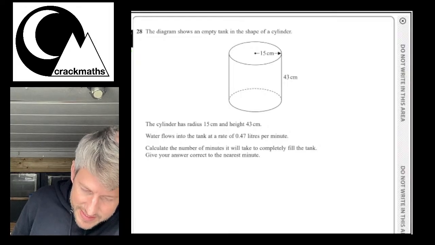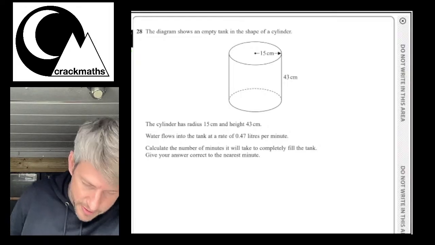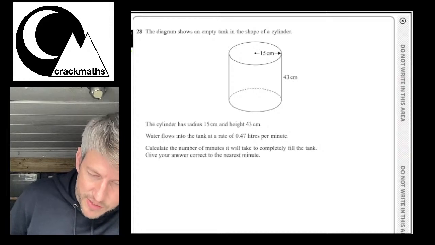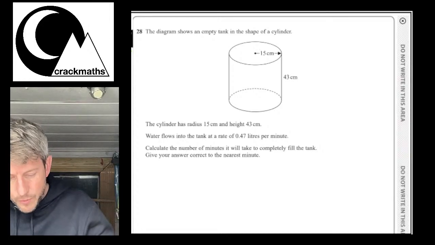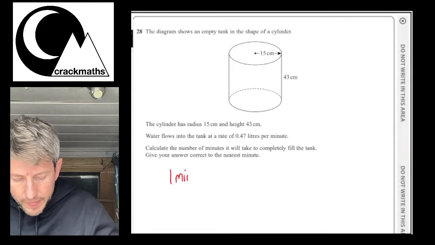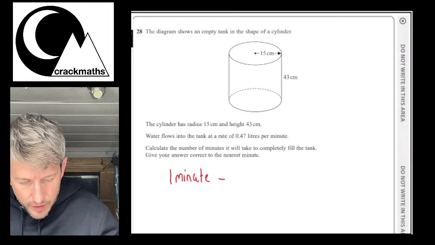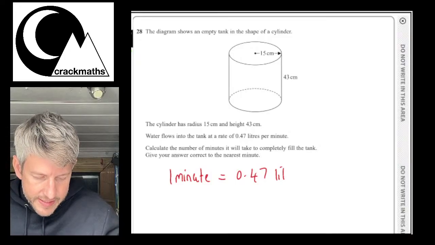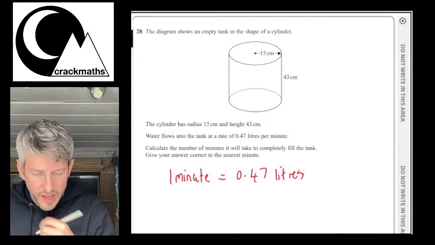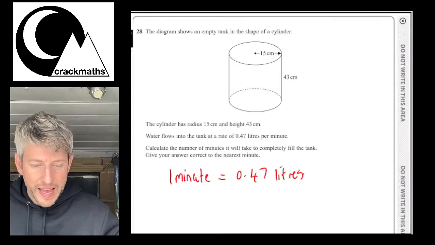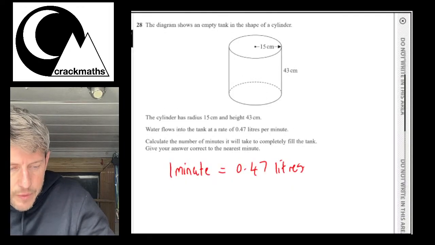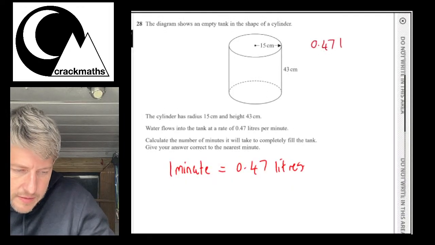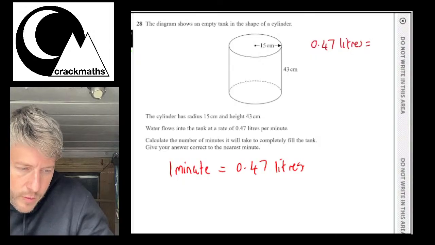Calculate the number of minutes it takes to completely fill the tank. Give your answer to the nearest minute. So basically, we know that 1 minute equals 0.47 litres. Or what we can do is change this around, and say that 0.47 litres equals 1 minute.